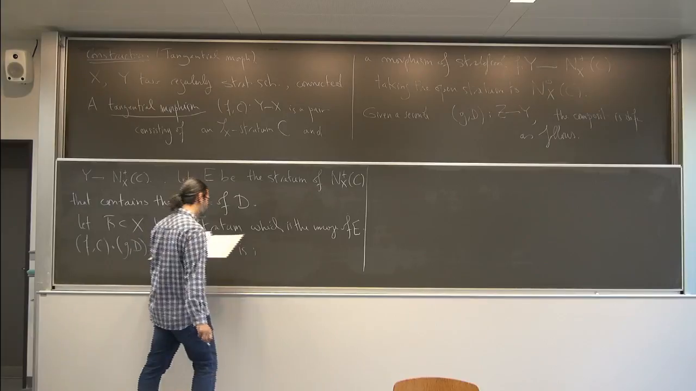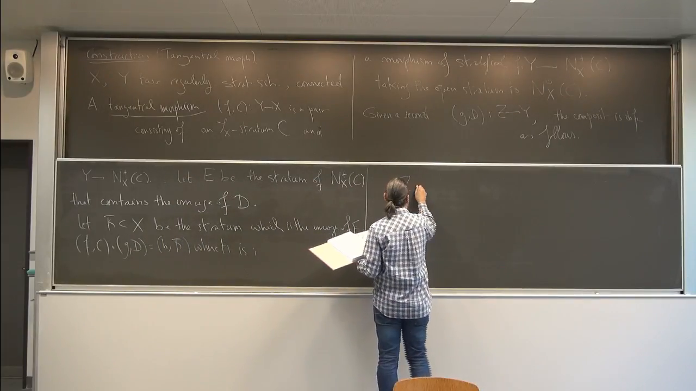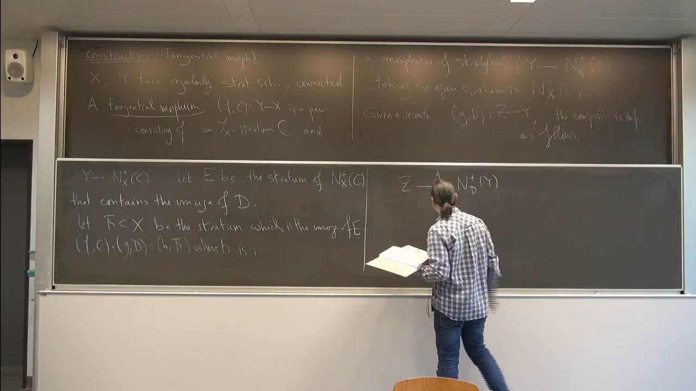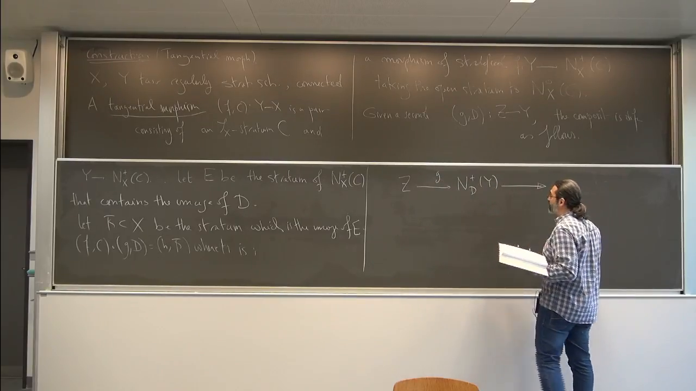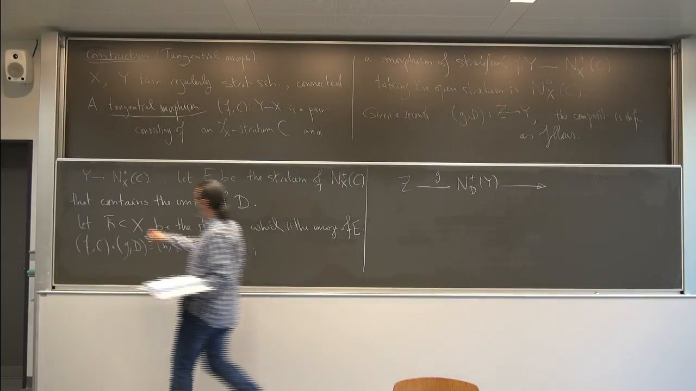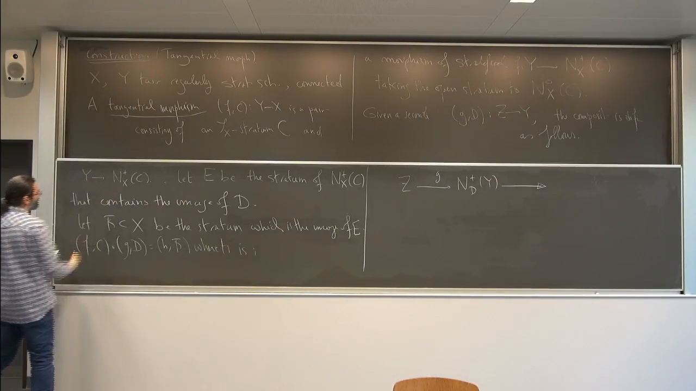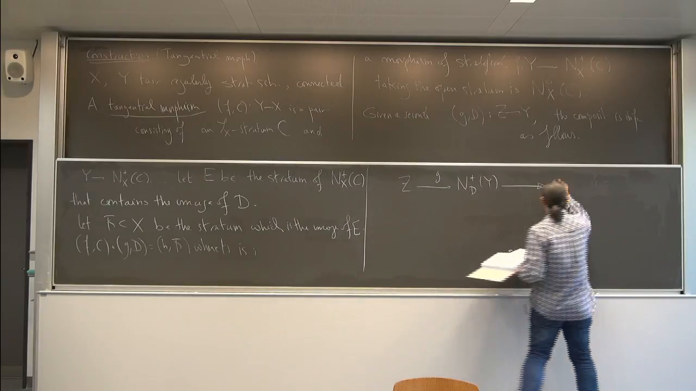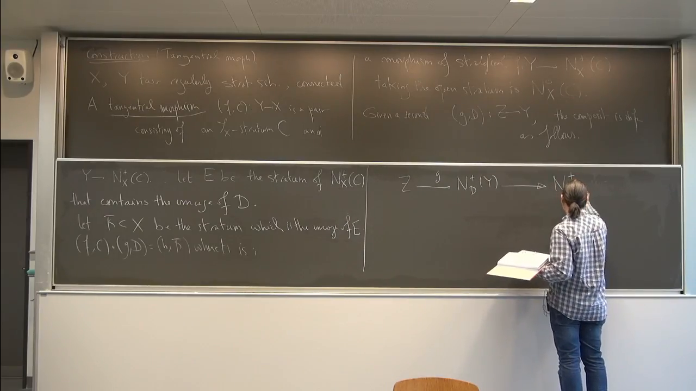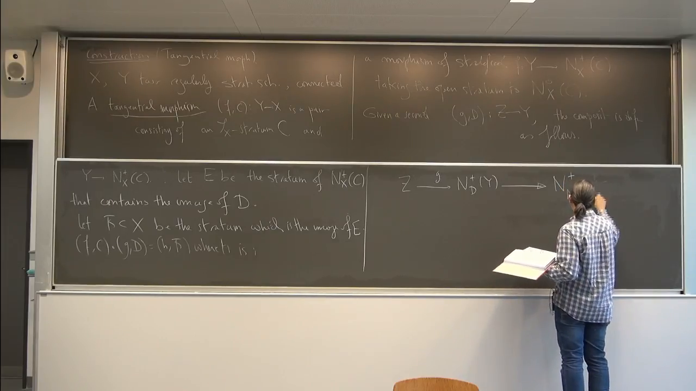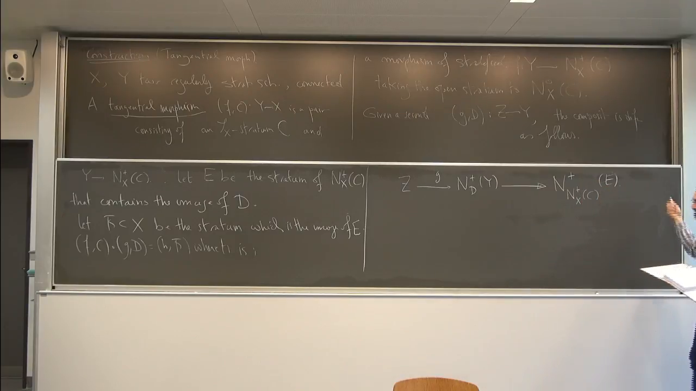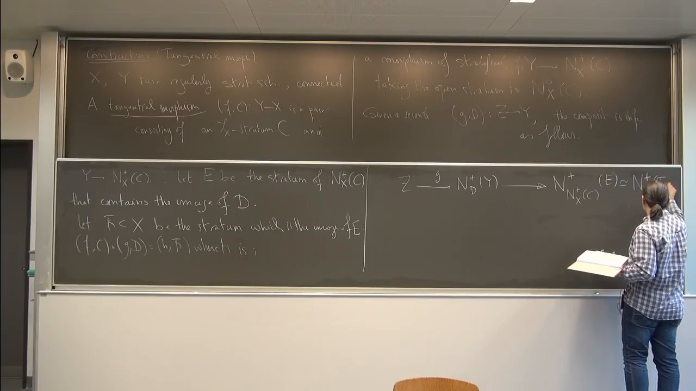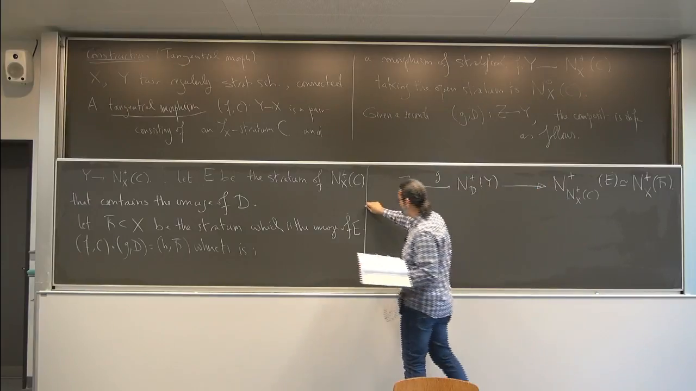is the following composition. So as you imagine, you can go from Z to N plus GY. This is G. Now, since Y takes the open stratum to the open stratum, by the first proposition, we have an induced morphism from the normal cone to the normal cone of N plus XC at the stratum E. And then by the last lemma, this is the same as N plus XF. And so this is H.